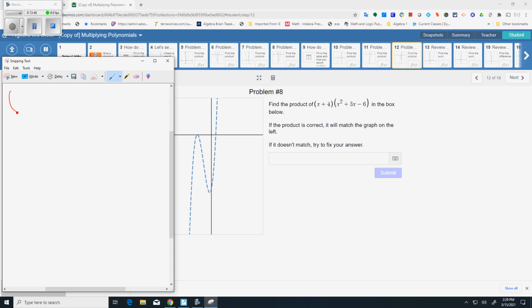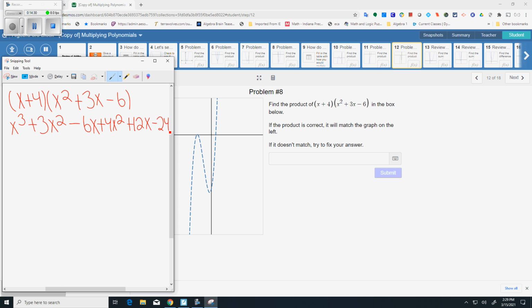Okay, so now we have x plus 4 times x squared plus 3x minus 6. x times x squared, x cubed. x times 3x, 3x squared. x times negative 6, negative 6x. 4 times x squared, 4x squared, and 4 times 3x, 12x. 4 times negative 6, negative 24.